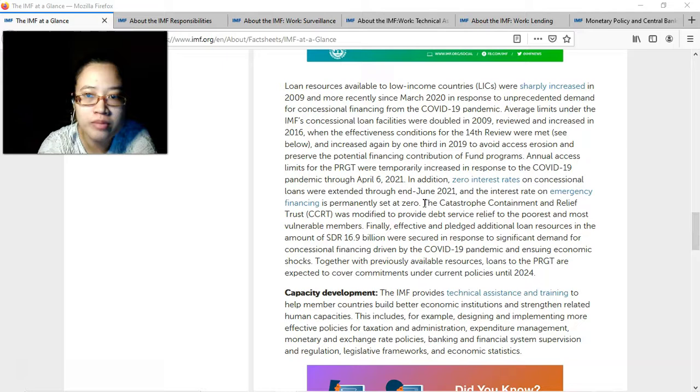The Catastrophe Containment and Relief Trust, CCRT, was modified to provide debt service relief to the poorest and most vulnerable members. So finally, additional pledged loan resources in the amount of SDR 16.9 billion were secured in response to significant demand for concessional financing driven by the pandemic and ensuing economic shocks, because of the lockdown and cessation of business operations. So together with previously available resources, loans to the PRGT are expected to cover commitments under current policies through 2024.